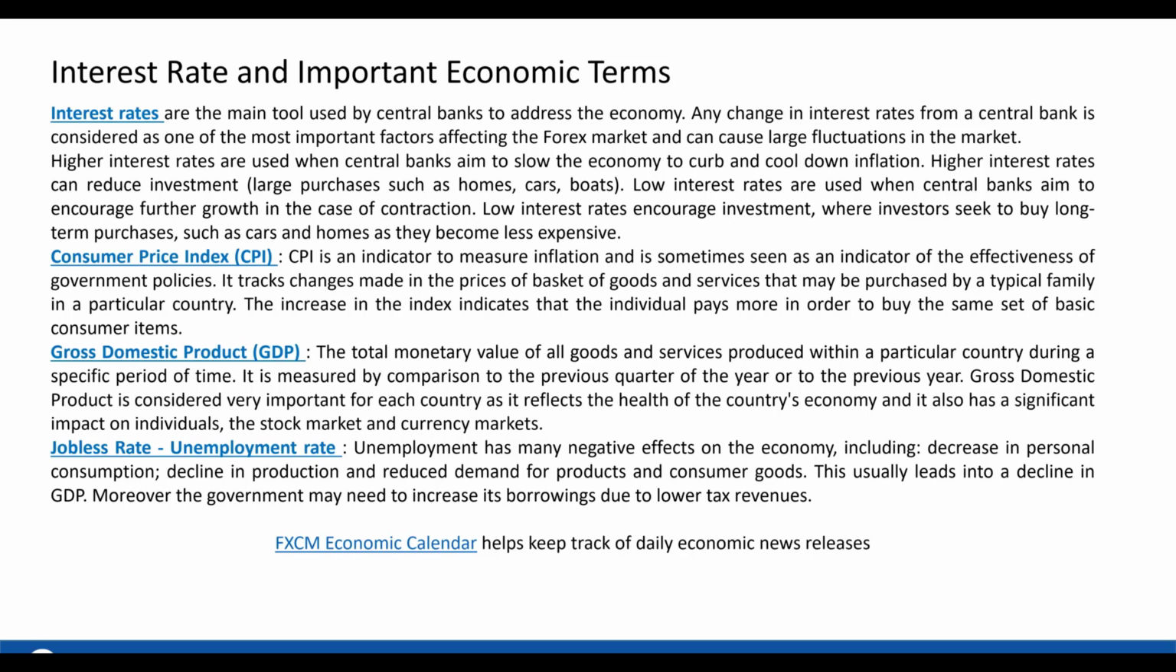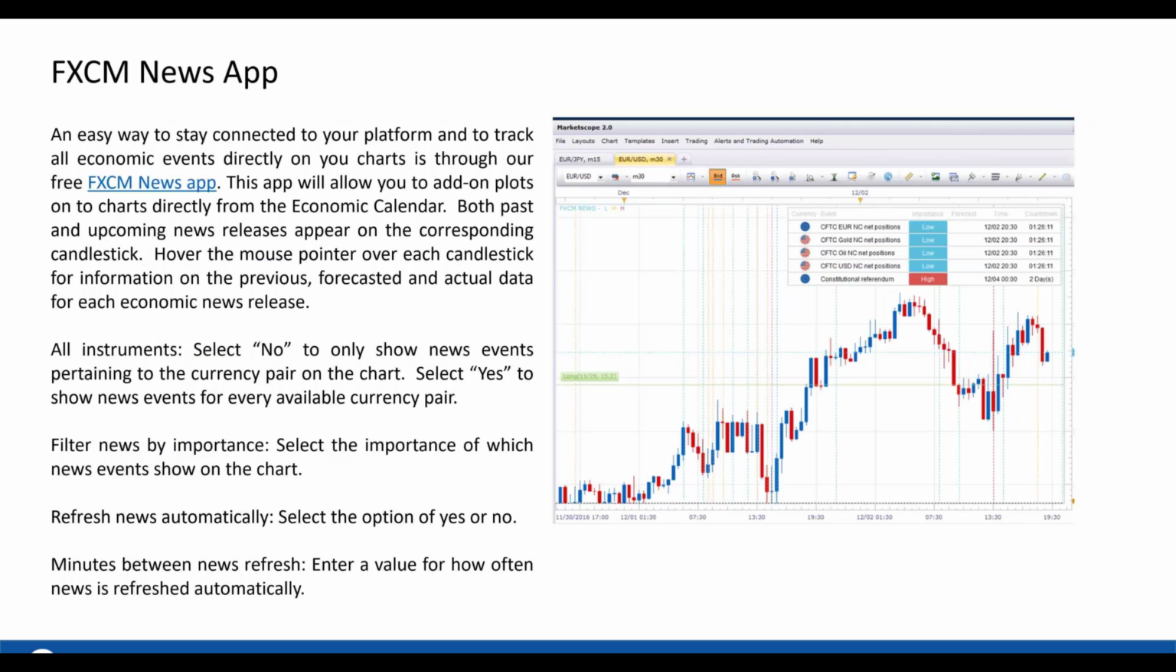Keep a lookout for FXCM's economic calendar, which helps keep track of daily economic news releases. The FXCM News app is an easy way to stay connected to your platform and to track all economic events directly on your charts. This free app will allow you to add plots onto charts directly from the economic calendar. Both past and upcoming news releases appear on the corresponding candlestick. Hover the mouse pointer over each candlestick for information on the previous, forecasted, and actual data for each economic news release. For All Instruments, select No to only show news events pertaining to the currency pair on the chart. Select Yes to show news events for every available currency pair.